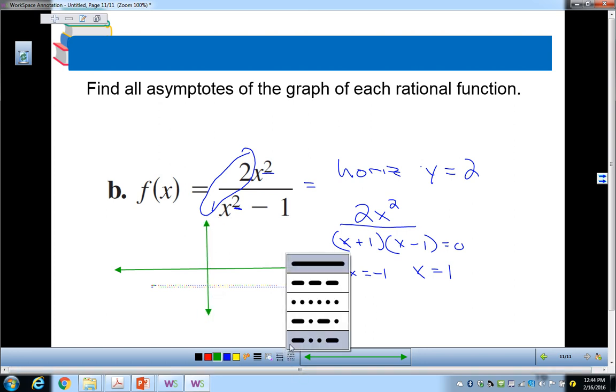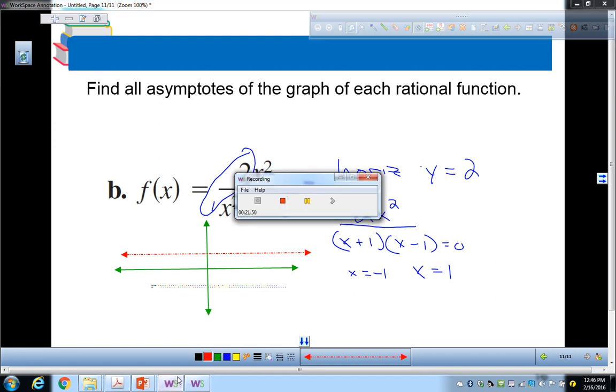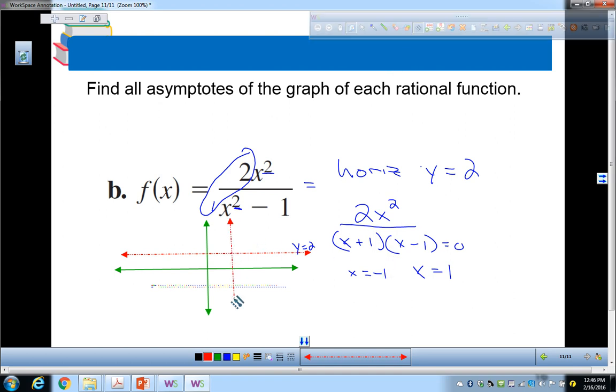I'm going to change colors. I'm going to make it dotted. I'm going to make it red. You have a horizontal asymptote going across here at y equals 2. I have vertical asymptotes at positive 1 and negative 1. So here's positive 1 and negative 1. This line down here, don't worry about that little fuzzy thing down there.